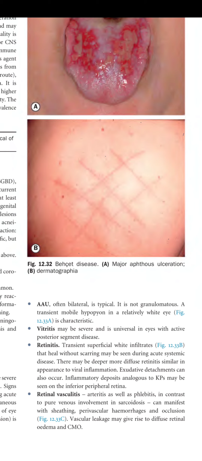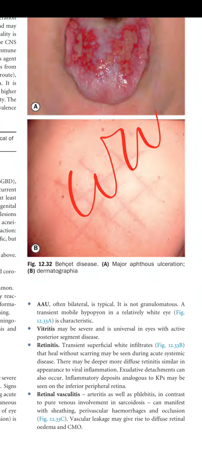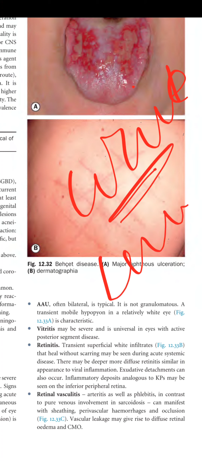Acute anterior uveitis, often bilateral, is typical. It is non-granulomatous. A transient mobile hypopyon in a relatively white eye is characteristic. So there is going to be a white eye, not a red eye, in Behçet disease, and there is going to be uveitis. Vitritis may be severe and is universal in eyes with active posterior segment disease. There may be retinitis, typically superficial white infiltrates that heal without scarring, which may be seen during the acute systemic disease. There may be deeper, more diffuse retinitis, similar in appearance to viral inflammation. Exudative detachment can also occur. Inflammatory deposits analogous to KPs may be seen on the inferior peripheral retina.